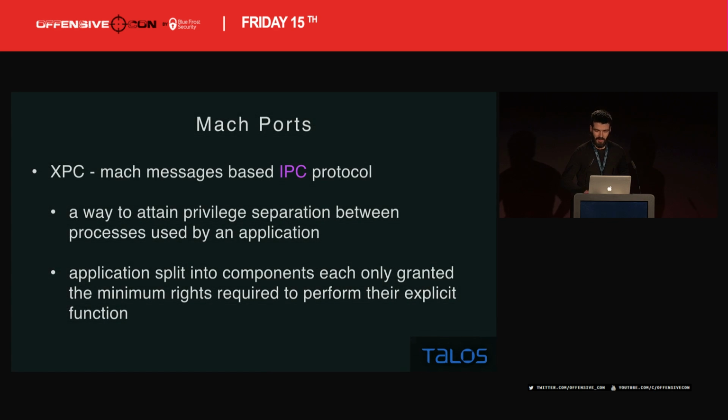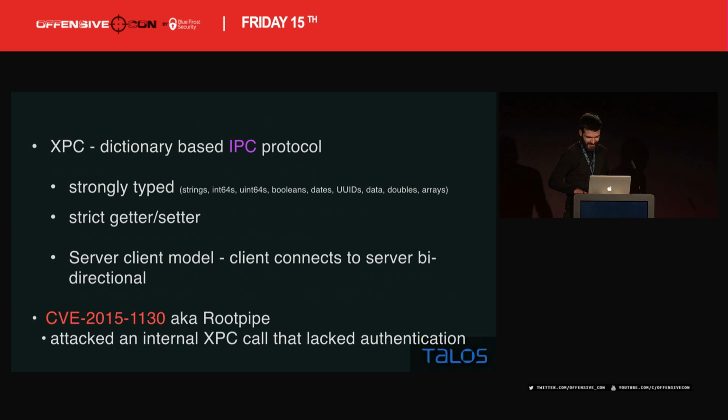All right. Okay. Cross-process communication, Mach message-based IPC protocol. As I said, it's a way to split privileges out in applications, and designed by OSX. Okay, it's essentially a dictionary, a strongly typed dictionary, strict getters and setters, and it works off this server-client model that I talked about previously, due to the fact that it's a microkernel. And so what this means is that there are these processes on your computer that listen all the time. They're waiting for cross-process communication connections.